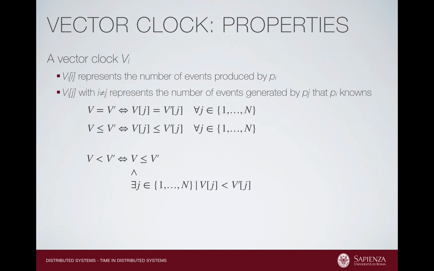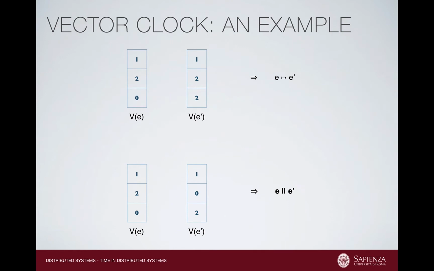So we will see it with an example to clarify. This is an example of four vector clocks. The vector clocks on the upward pair are vector clocks of events that are causally related. The first event, the one that happens before, has a vector clock that is 1, 2, 0. The event that happens after has a vector clock that is 1, 2, 2.